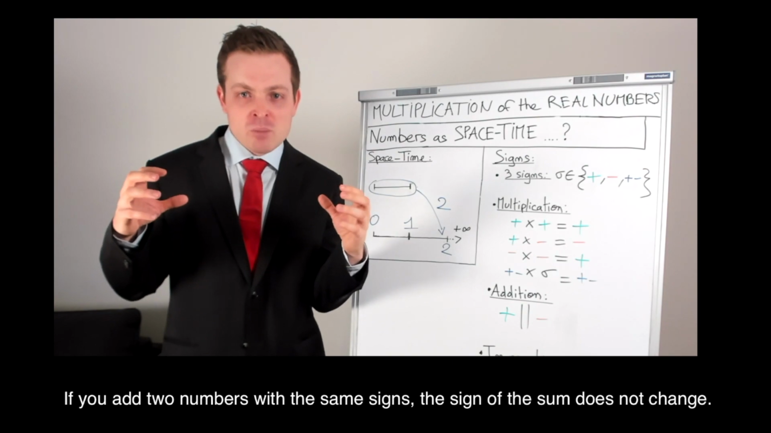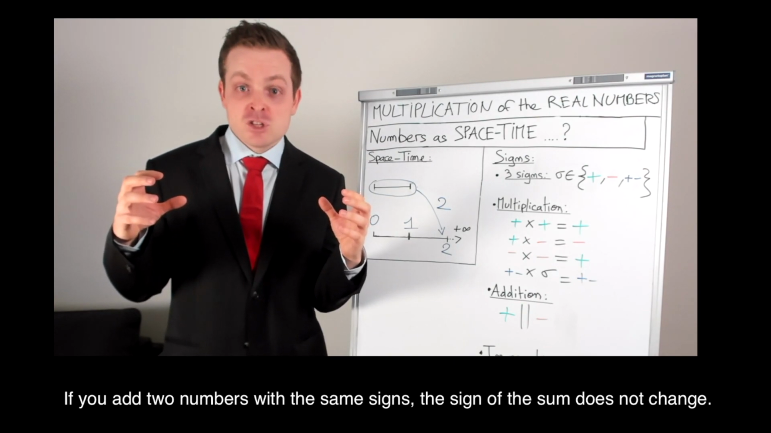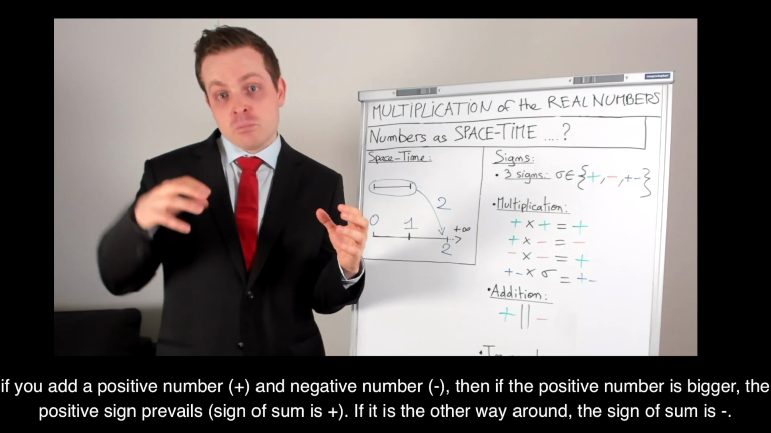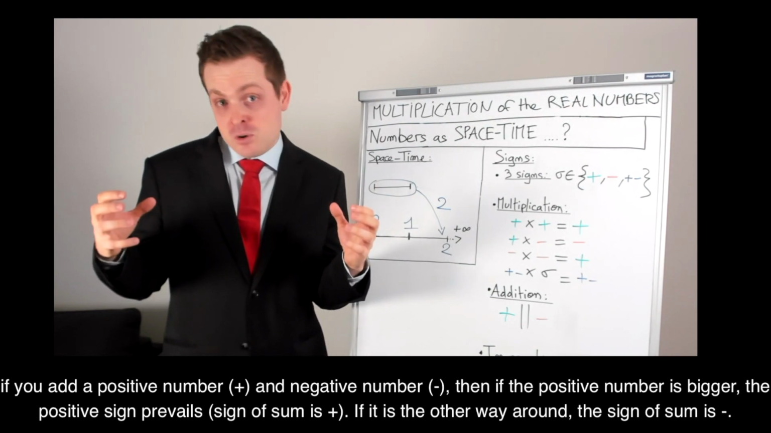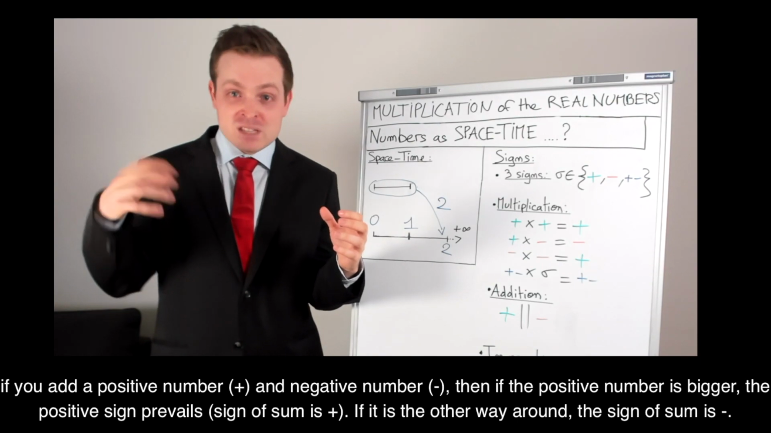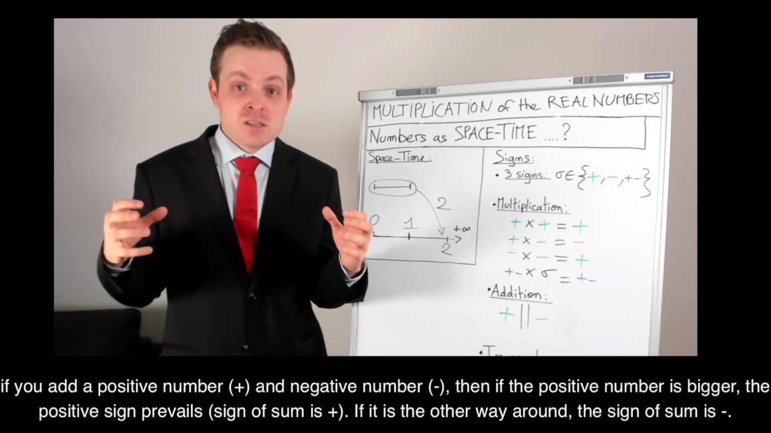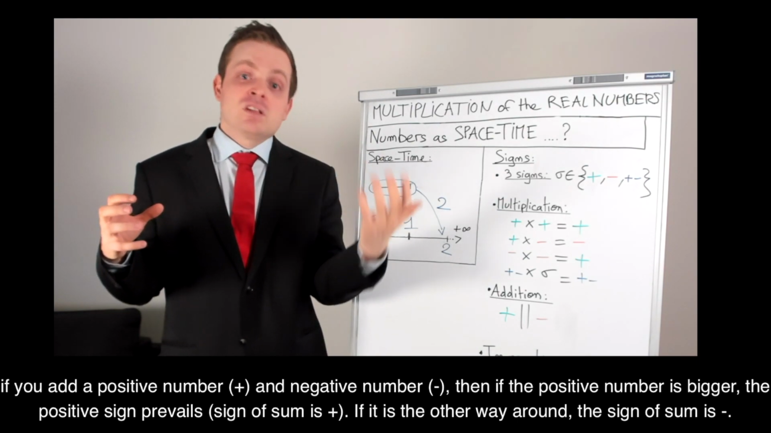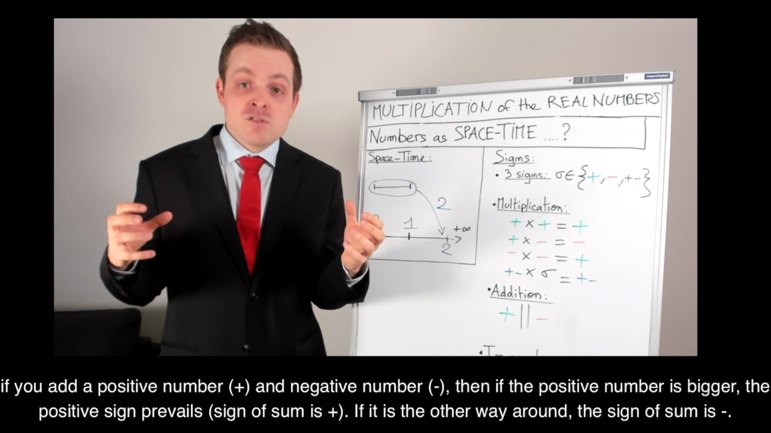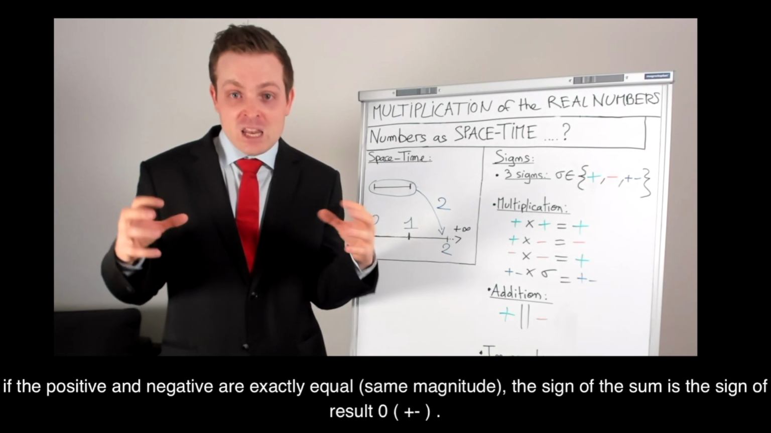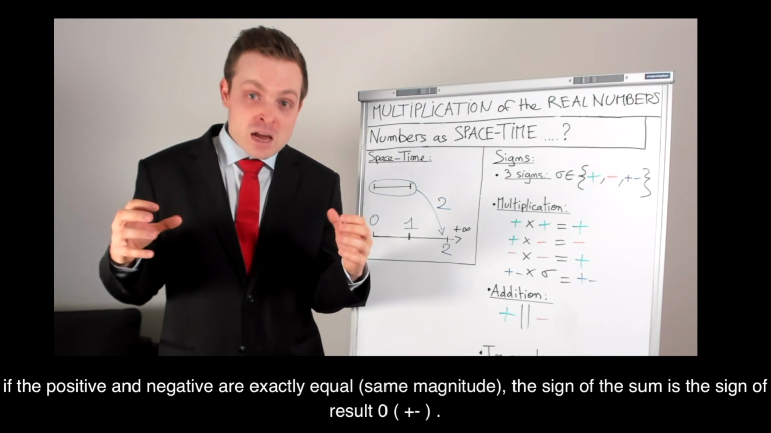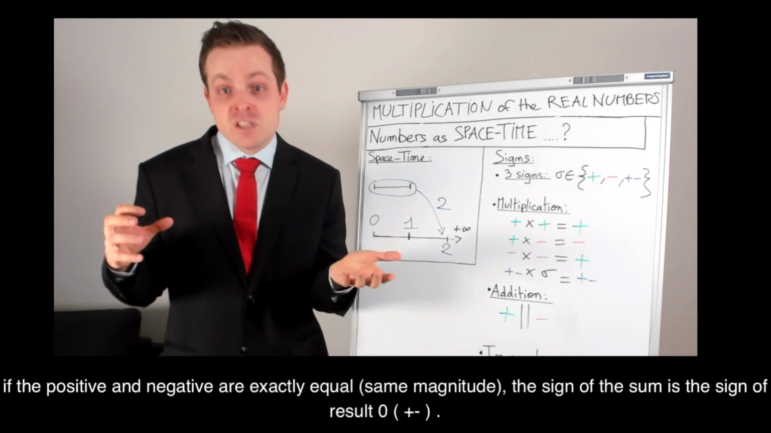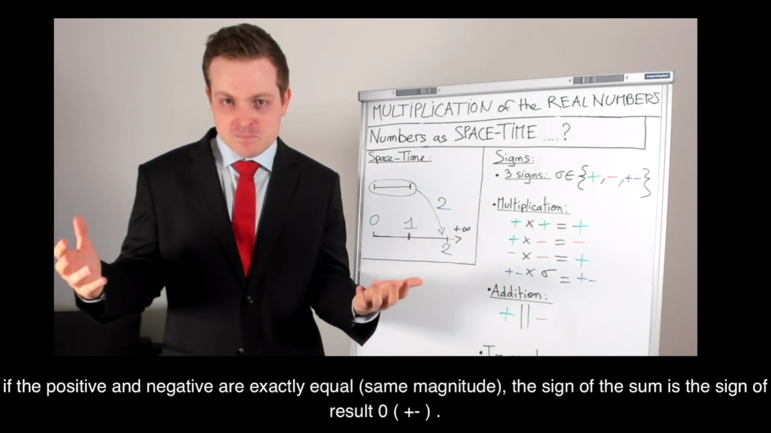When you add two numbers, the signs act as sort of polar opposites. So if you add two numbers with the same sign, the sign of the sum doesn't change. But if you add a positive number and a negative number, then if the positive number is bigger, the positive sign prevails and the sign of the sum is plus. But if it's the other way around, then the sign of the sum will be minus. And if the positive and the negative are exactly equal, then the sign of the sum will be the sign of the result 0, and so plus-minus.